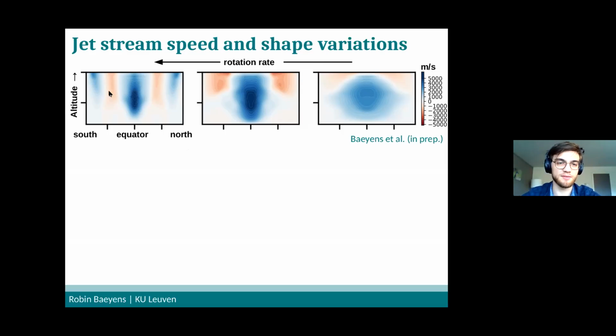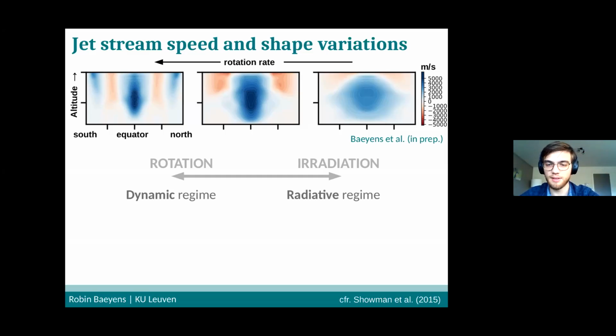And even for the very fast rotators, you start to see banded structures like that. So with one in the middle, and then two in the opposite direction, and then on the low latitudes, then for the high latitudes, again in the other direction. So there is some theoretical basis for that because it represents a transition from a dynamic regime where rotation is dominating the climate to a radiative regime where the irradiation and the day-night side temperature differences, or the irradiation on the planet, is dominating the climate.